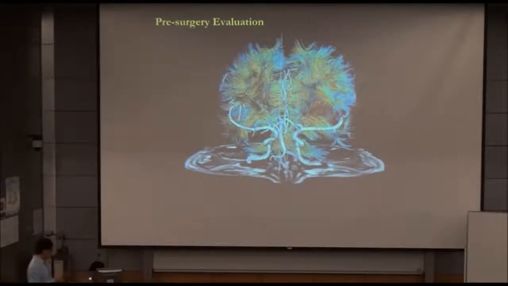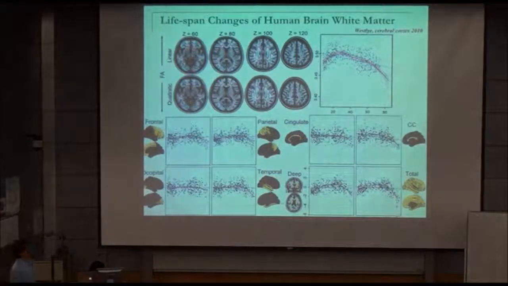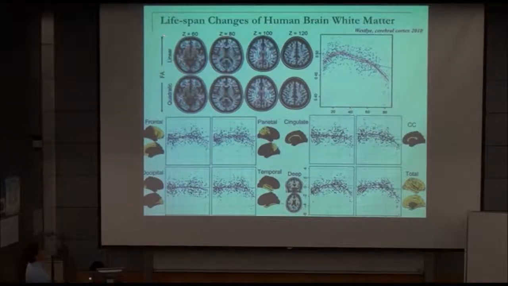So this technique is very powerful for such methods. It can also be used to study the lifespan changes of human brain white matter. As we can see here, the brain white matter develops in the young population and then declines with age. Such changes also happen in different pathways, and the curve is different for each.